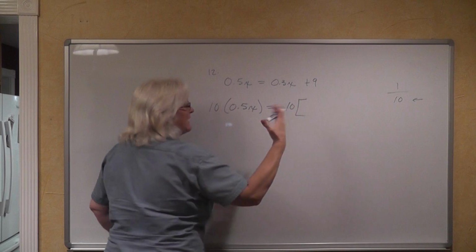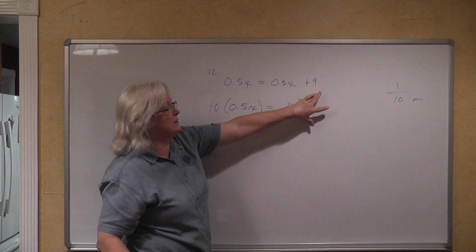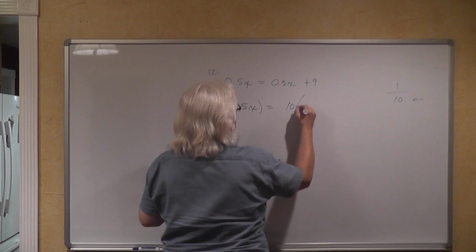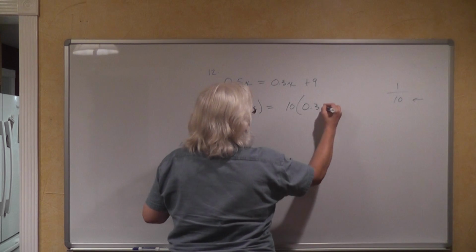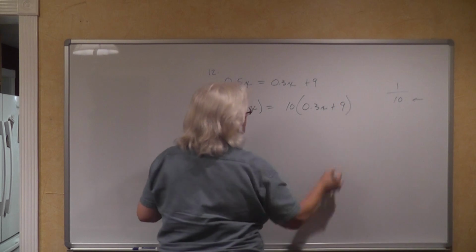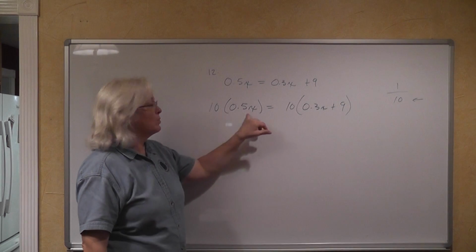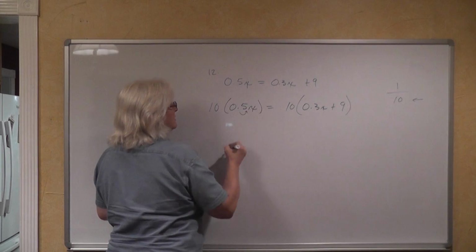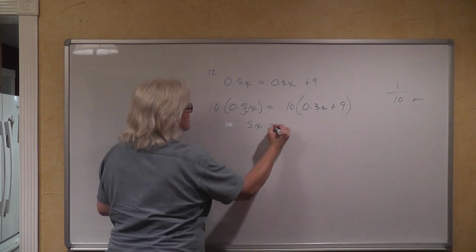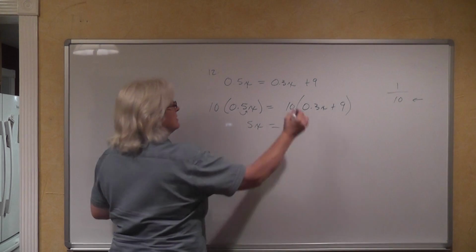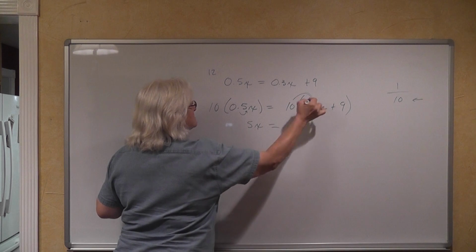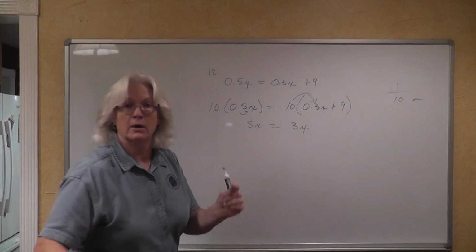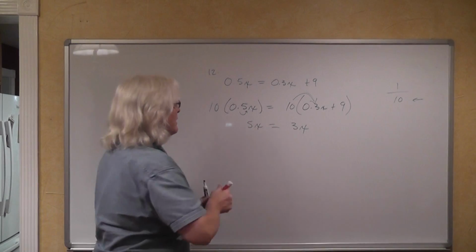But we have to multiply everything. You're going to be tempted to not remember that you have to multiply everything. 0.3x plus 9. What happens when you multiply a decimal number by 10? You simply move that decimal point 1 unit to the right. You have 5x. Now we distribute. 10 times 0.3x is 3x.